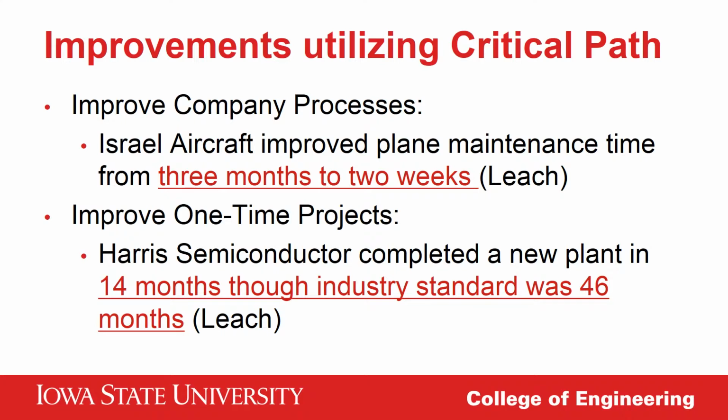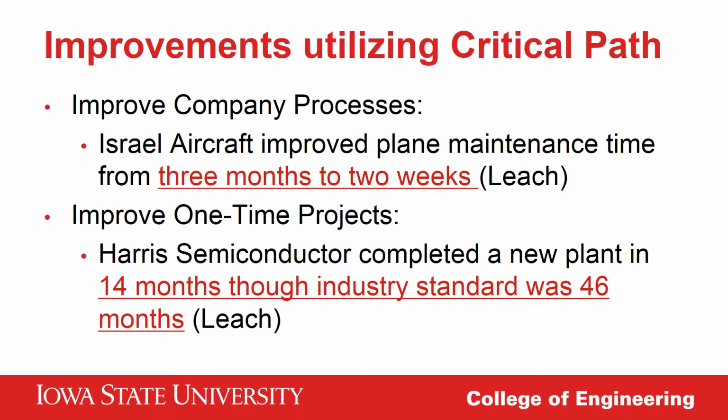Using critical path management to streamline and prioritize tasks has proven to be useful in many different types of projects. Israel Aircraft used critical path management to improve their average plane maintenance service time from 3 months to 2 weeks. This saved them money, as they were previously paying late charges.